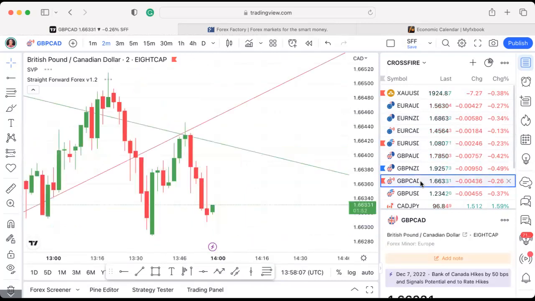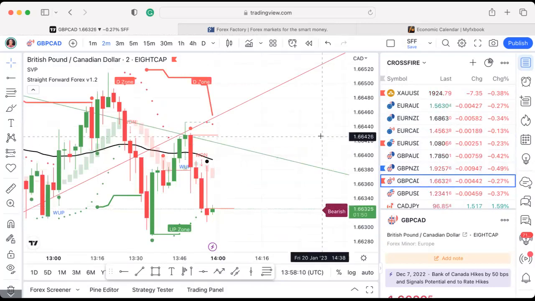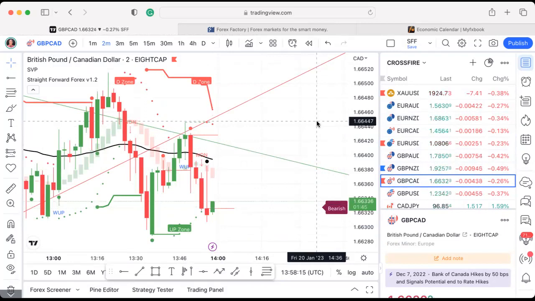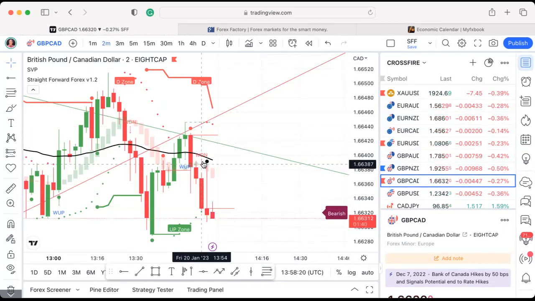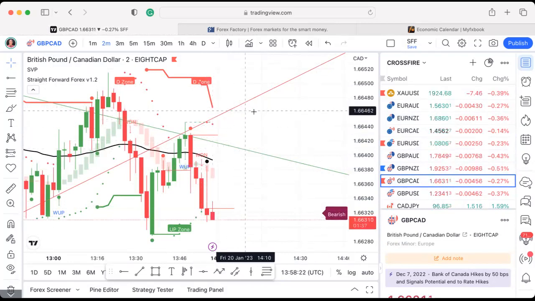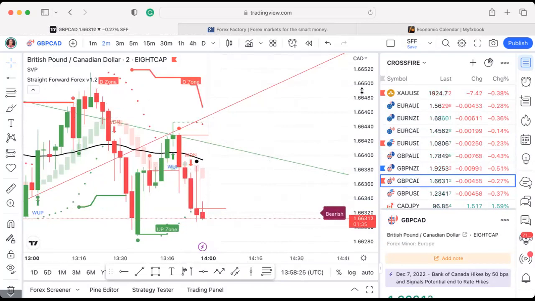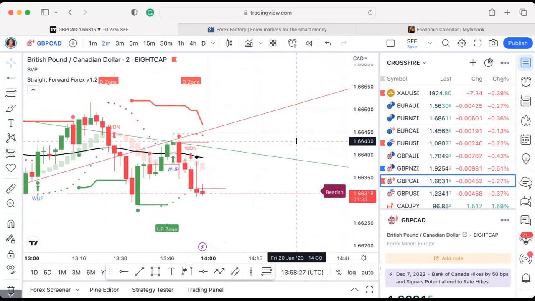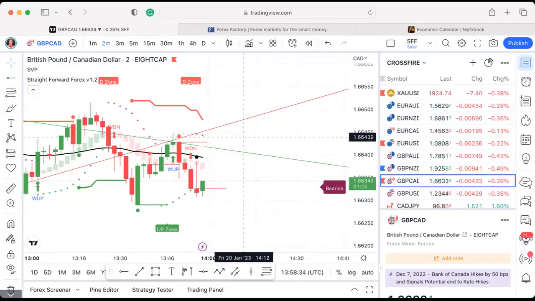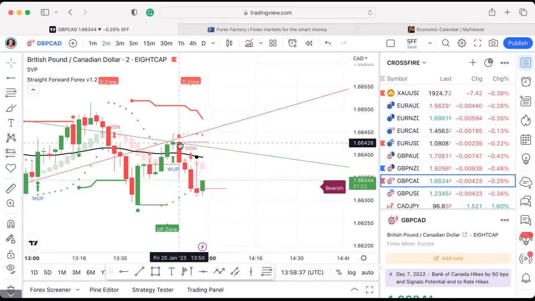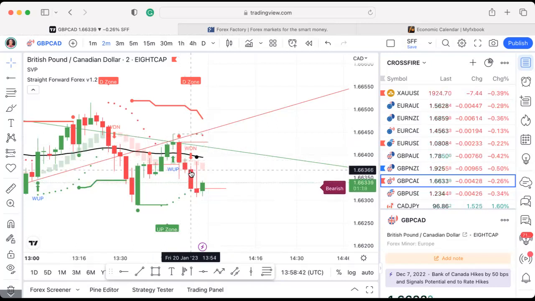GBP CAD. We didn't get into a trade on that one. We've now got a down zone. We've got a wave down. And we've got the super trend down. Now, this is where the two possible stop losses come in. There's a bearish candle there where that red line is, or there's the wave down candle there.